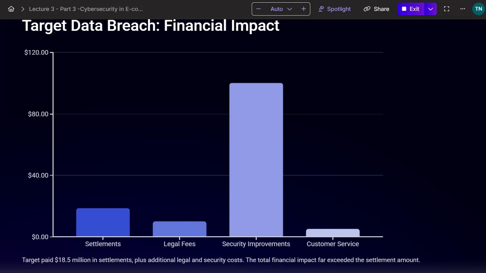The Target data breach had a significant financial impact, with costs far exceeding the 80.5 million in settlement. In addition to the settlement, Target incurred 10 million in legal fees and 100 million in security improvements. They also spent 5 million on customer service related to the breach. The total financial impact was substantial, highlighting the high costs associated with a major data breach.